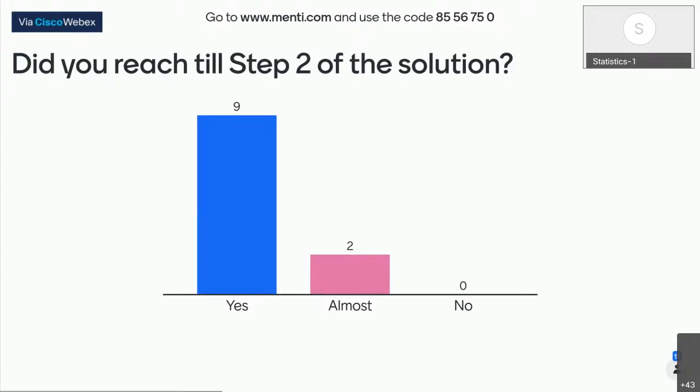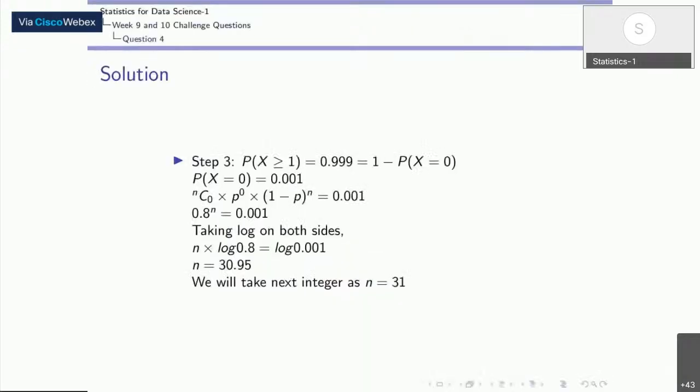So the next step: the probability of x greater than or equal to 1, that means at least one person will fall sick, you can write in another way as 1 minus the probability that no person will fall sick after taking a vaccine. So 1 minus probability of x equal to 0 is 0.999. So probability of x equal to 0 is 0.001, that is 1 minus 0.999, right? That means the probability of no person getting a fever after taking a vaccine. We know this is a binomial random variable.